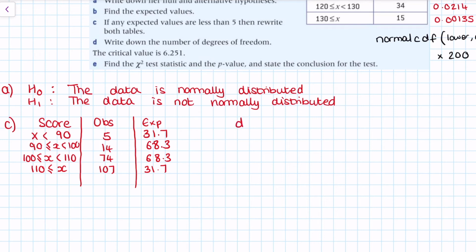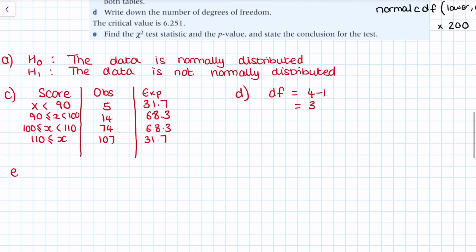Part D, we want the degrees of freedom. So our degrees of freedom is number of data points minus 1. We need to go to our new table. So this one here. And we have 4 sets of data points, so it'll be 4 minus 1, so our degrees of freedom equals 3.